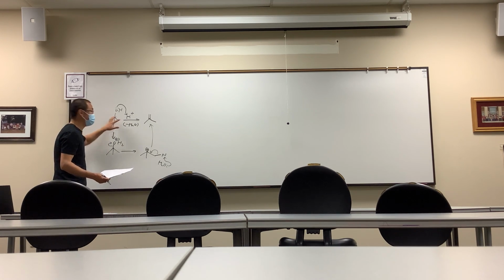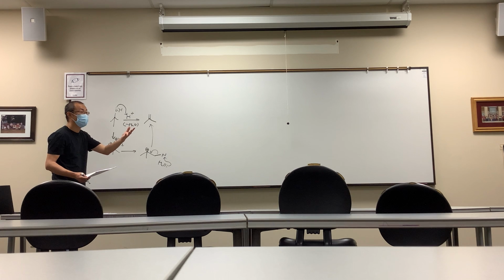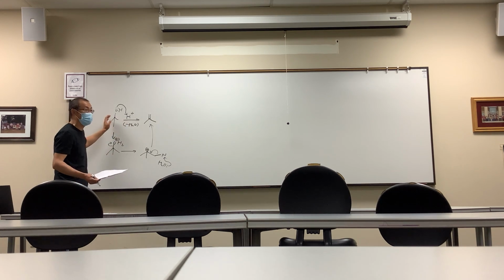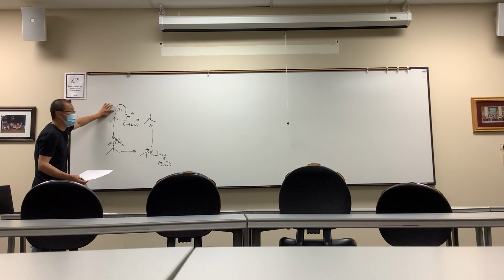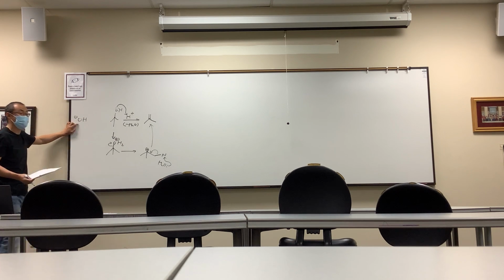If it is elimination, it happens either E2 or E1. We'll only learn E1 or E2. This is E1. Why? Because we don't have a strong base. If we don't have a strong base, this has to be E1. Now, in order for OH to leave, we said OH is not a good leaving group. You can check the slides. OH is a terrible leaving group. Why? Because OH minus is not stable. It's a strong base. We don't want a strong base.